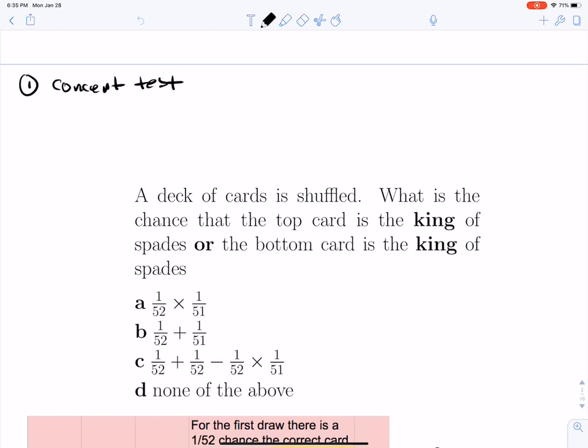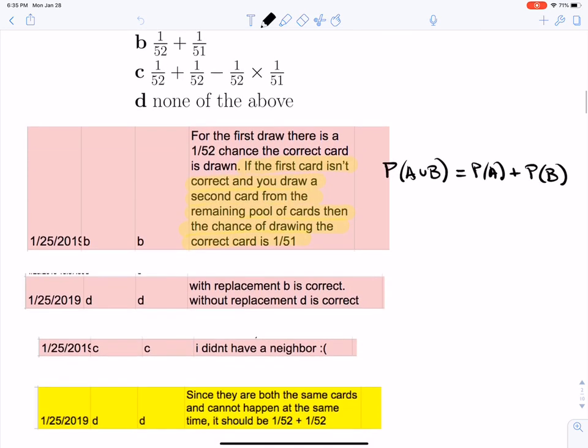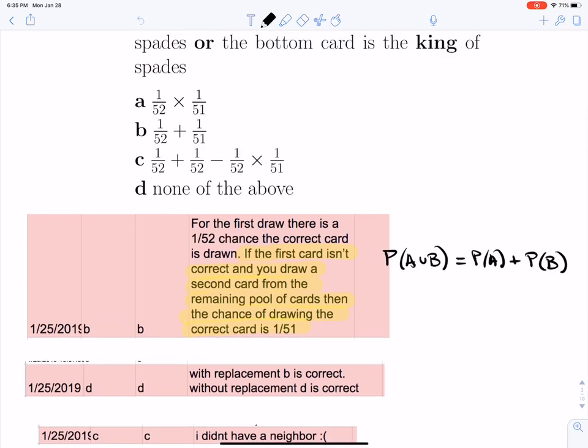One student said it was B because if the first card isn't correct and you draw a second card from the remaining pool of cards, then the chance of drawing the correct card is 1/51. Well, this actually doesn't apply to the addition rule, which is what we want to apply here, because the rule involves unconditional probabilities. And when you write 1/51, you're clearly conditioning on something.